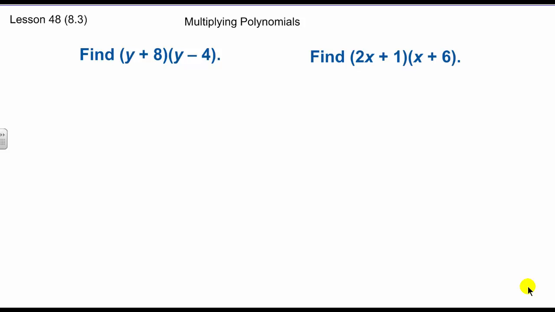In our last lesson, we talked about multiplying monomials by polynomials, and today we're just going to talk about multiplying polynomials. In each of the first two cases, we're multiplying a binomial by a binomial, and really what we need to do here is simply do, if you will, a double distributive property. So we need to multiply each term in one form by each term in another.